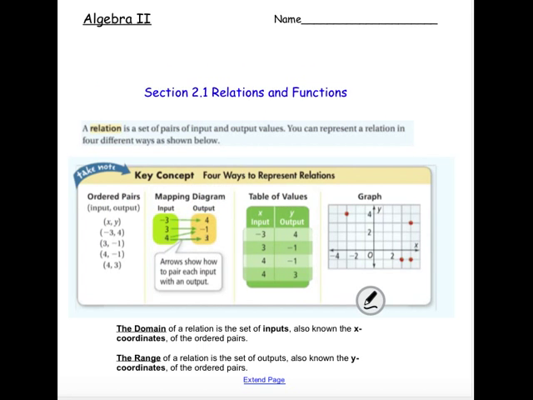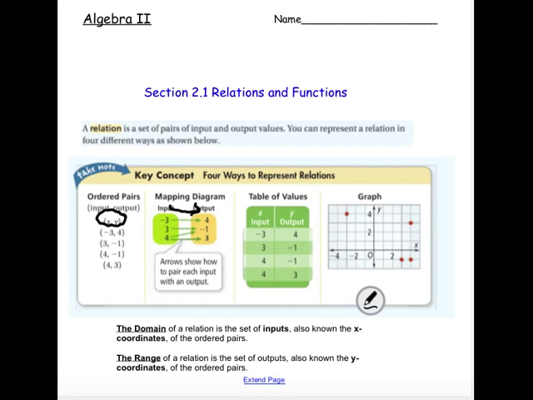So a relation is a set of pairs of input and output values. You can represent a relation in 4 different ways. We have the ordered pairs, input-output, also your x, comma, y. We have the mapping diagram. The arrows show what input goes to which output. You can see your 4 goes to several outputs.